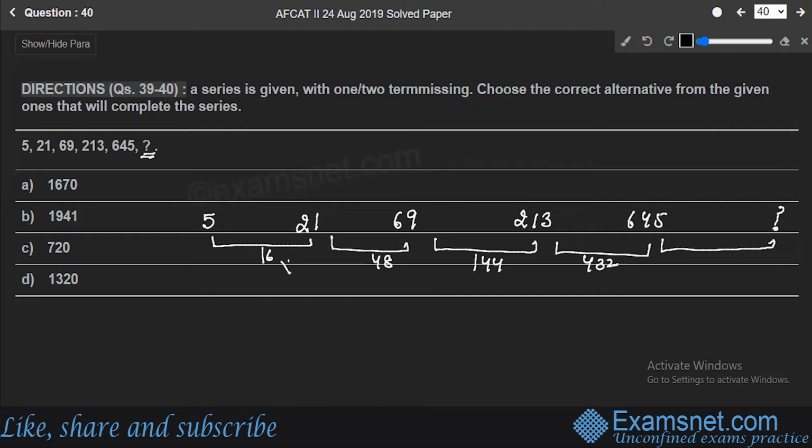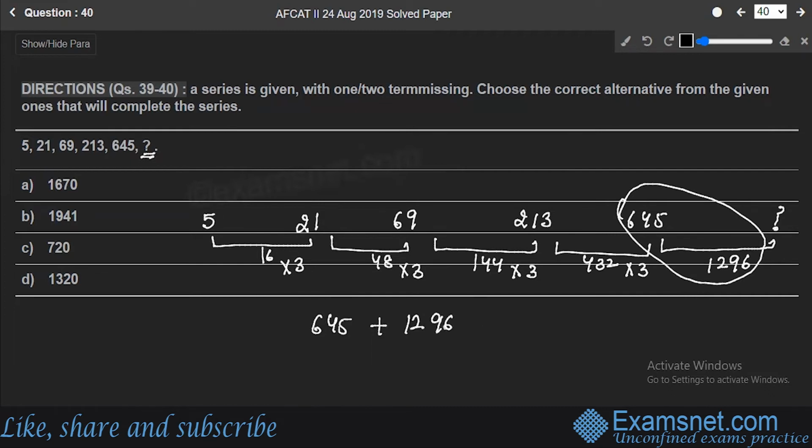So again, you're looking at something. This is 16 threes are 48, 48 threes are 144, 144 threes are 432, and 432 threes are 1296. So that means what number will I get? Add them. 645 plus 1296. This will give you 1941. So obviously, this is the number option B which will complete the series. B is the answer to the question.